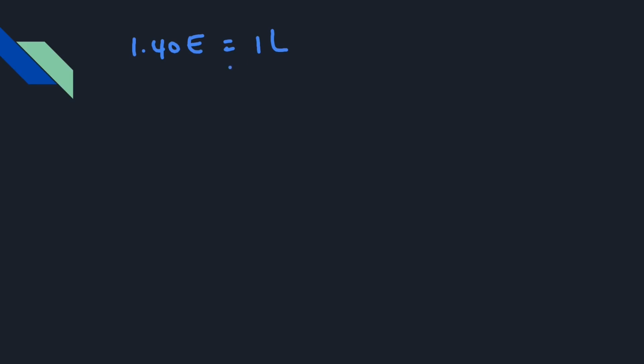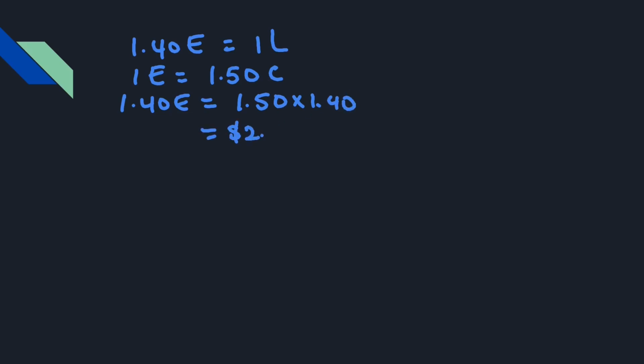Let's do that now. So I would like to find out how much 1 euro is worth. 1 euro is worth 1.50 Canadian dollars from the example. I'm going to use C for Canadian. And then that means 1.40 euros would be equivalent to 1.50 times 1.40, which is $2.10 Canadian. Now, this means that I can get 1 liter for $2.10 Canadian.